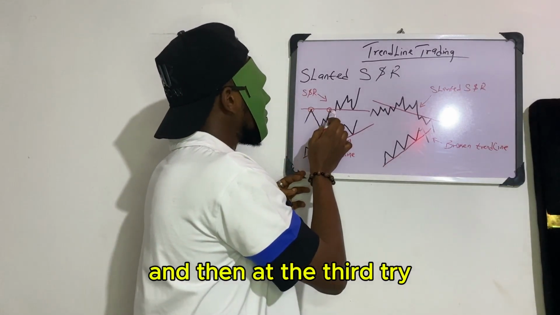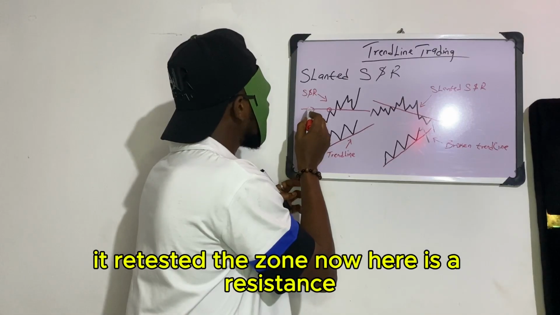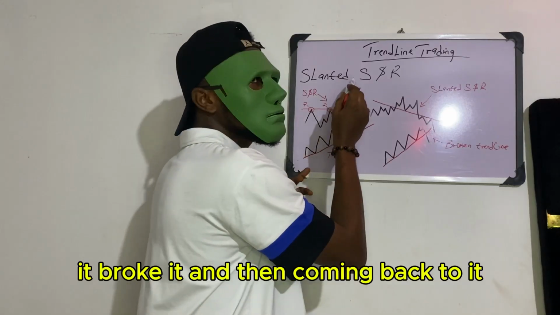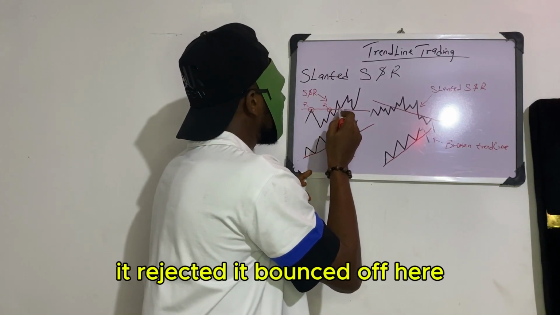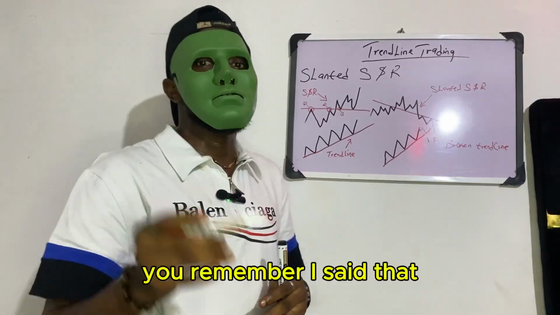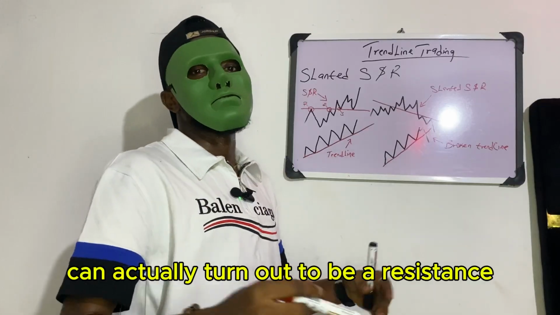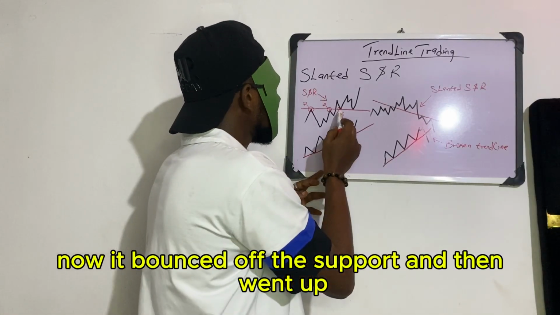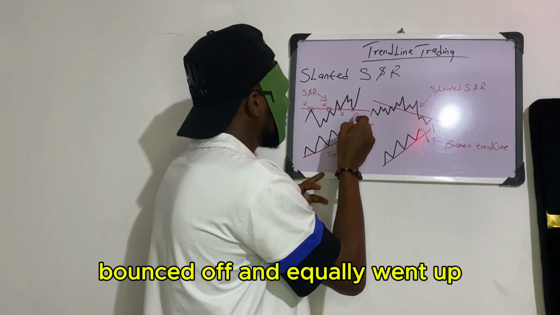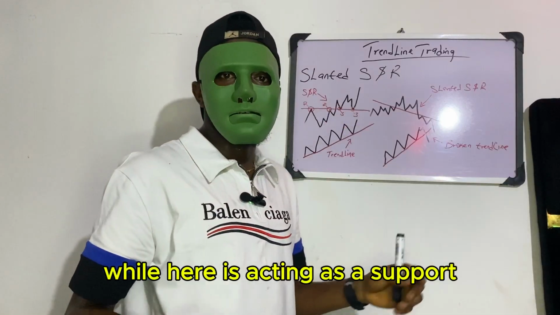And then at the third trial, it took out the market, and then coming back, it retested the zone. Now, here is a resistance, here is a resistance, here is a resistance, and then coming to this point, it broke it, and then coming back to it, it rejected, it bounced off here, making it a support. So if you watch my support and resistance video, you will remember I said that a broken resistance can actually turn out to be a support, and a broken support can actually turn out to be a resistance. Now, it bounced off the support and then went up, came down to that support again, bounced off, and equally went up. So here it acted as a resistance, while here it is acting as a support.